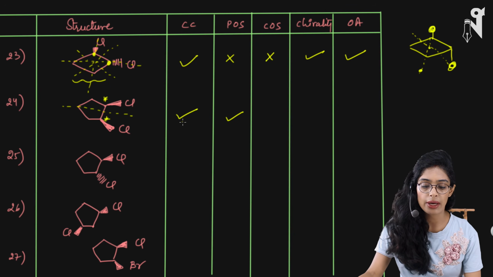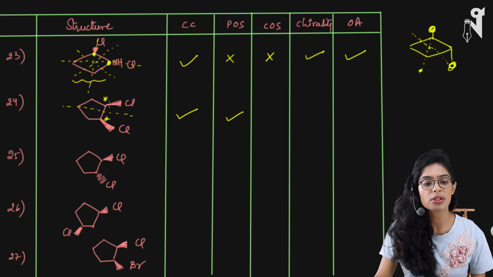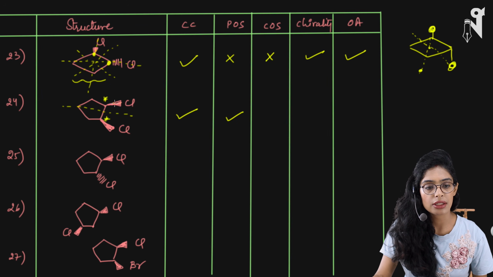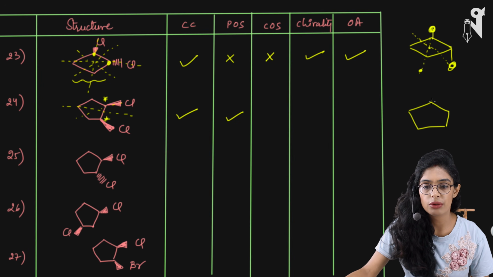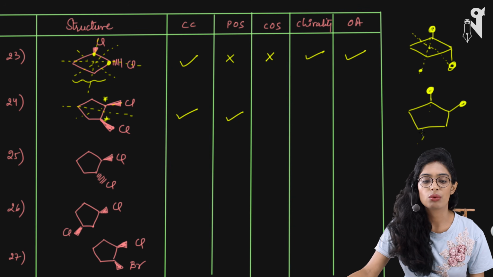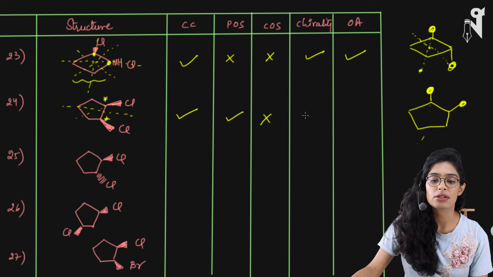Does it possess COS? Any center of symmetry? No, it does not possess any center of symmetry, because opposite to this chlorine there is nothing. If you pass a line through the center connecting this chlorine, you have one chlorine over here and another chlorine over here. You pass a line through the center. Do you have any opposite chlorine? No, we don't. So no COS at all. Chirality? No. Optical activity? No.